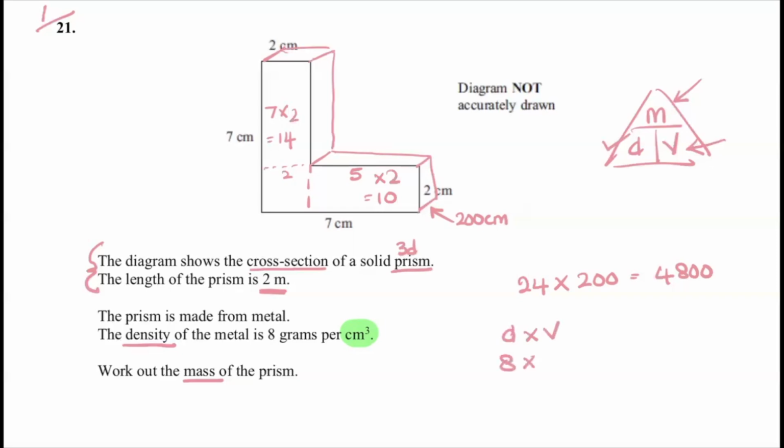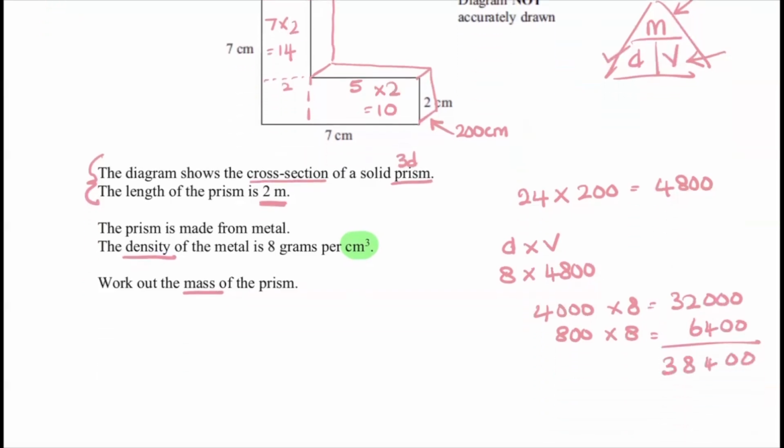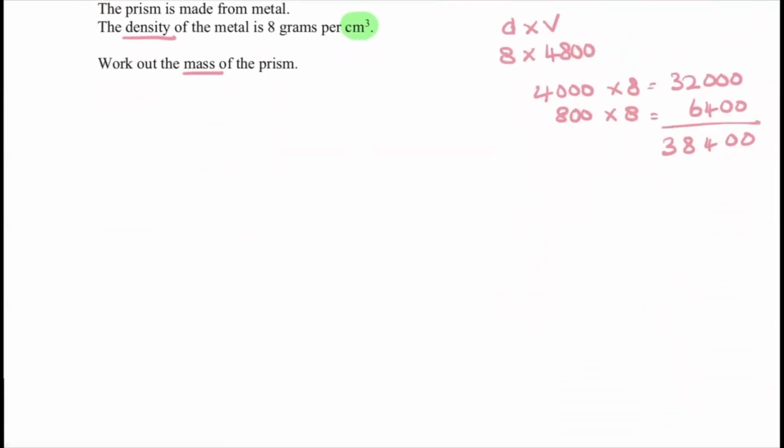Mass is density times volume. So I've now got to do 8 times 4,800. Again, it's really down to you. When I'm multiplying by 1 digit, I tend to just break the whole thing up. So I would say I've got 4,000 times 8, and I've got 800 times 8. So 4 8s are 32, and then I've got those 3 zeros. 8 8s are 64, and I've got 2 zeros. Just be careful when it comes to lining that up. And my final answer is 38,400.